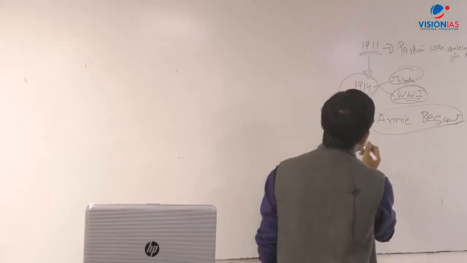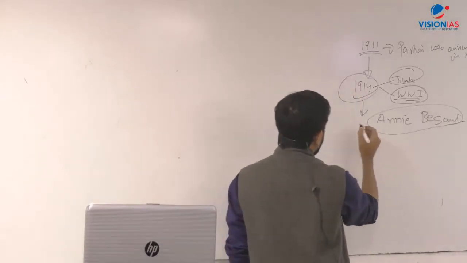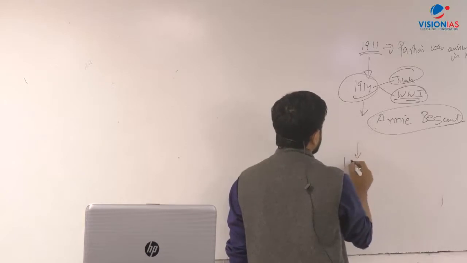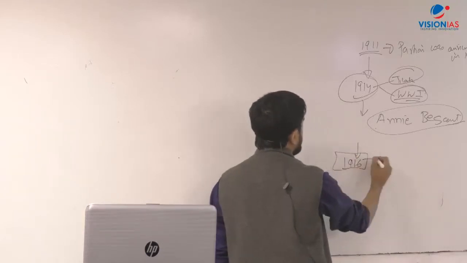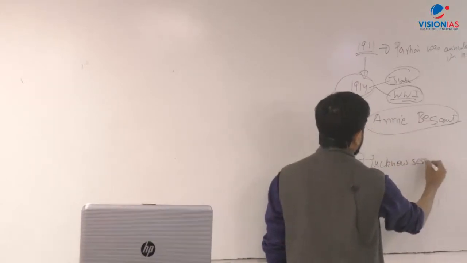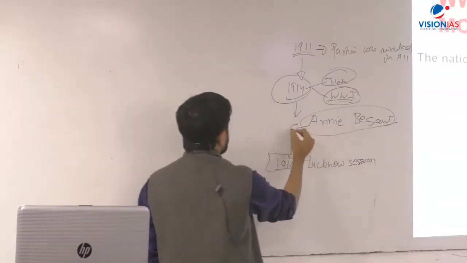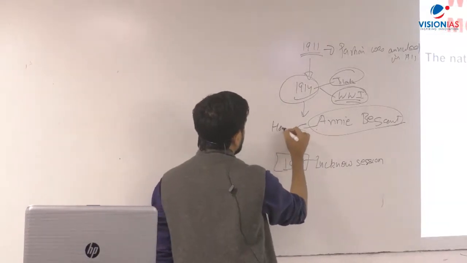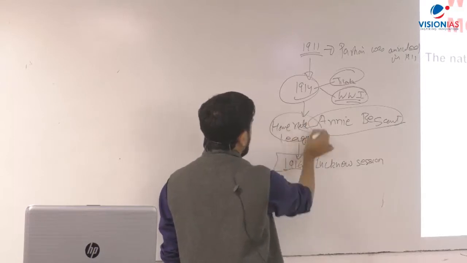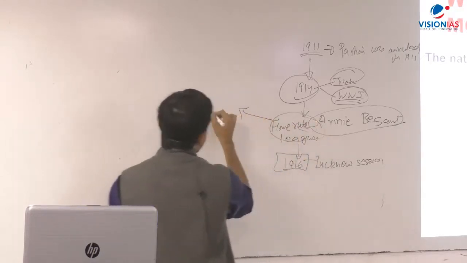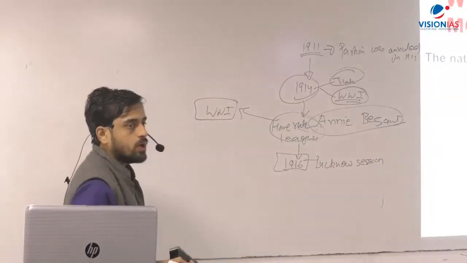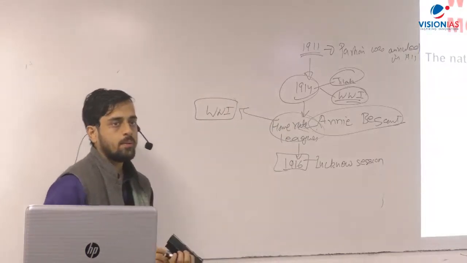Now Annie Besant was to play a crucial role in the reunification of Congress that was to happen in 1916 with the Lucknow session of the Congress. Also, Annie Besant played a crucial role in the formation of the Home Rule Leagues. Now, wherever these Home Rule Leagues formed, we will see that they were formed primarily in response to World War I.